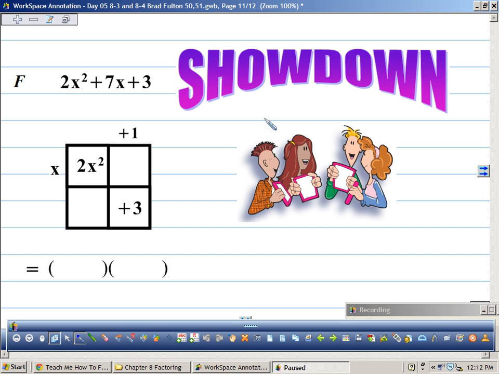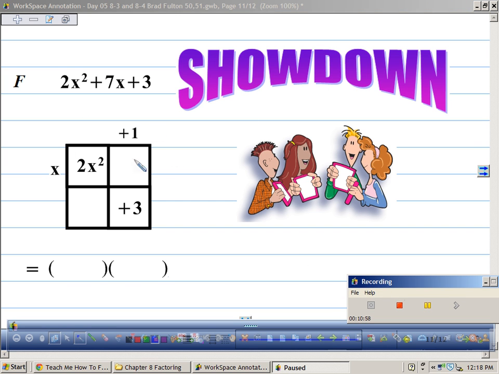All right, let's do F. There's some clues here, an X and a 1. So what showdown means is that I want you to do it individually, and then when I say showdown, everybody turn and look at the group of 4 around you, which you guys are kind of an odd group of 4 here. Just kind of talk with each other, okay?